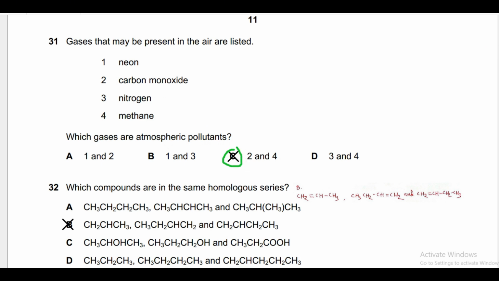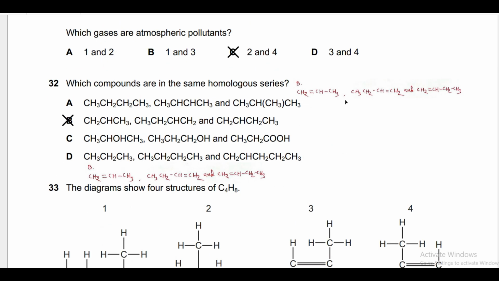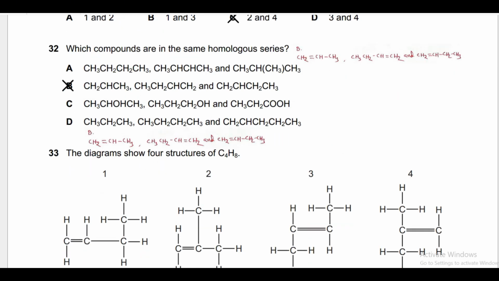Next, 32. Which compounds are in the same homologous series? B is the right answer, because this is an alkene. Second one also alkene. First one is propene, second one is butene, and third one is also butene. All are alkenes. So B is the homologous series.